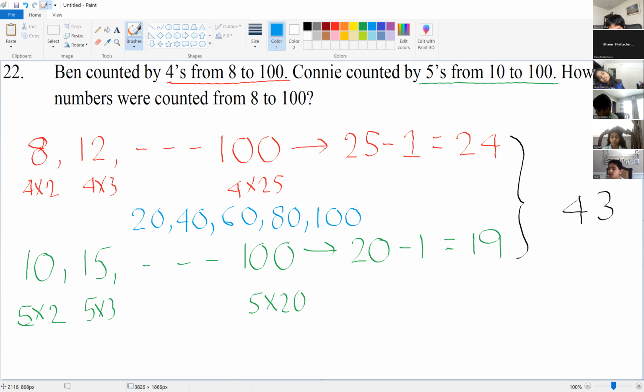Okay, so how many numbers are being double counted? There are 5 of them. So what would be the answer? 38. Okay. Jasnit, do you understand this or no? Yeah. Anybody else?